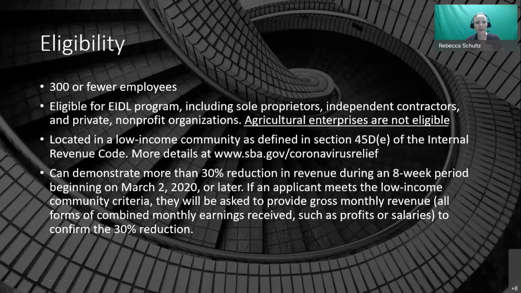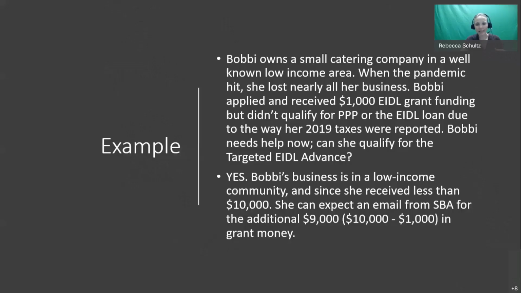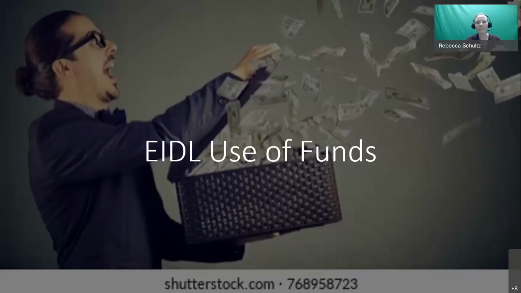All right, have to be within that low income community, and you have to demonstrate you have more than a 30% reduction in revenue during an 8-week period beginning on March 2nd of 2020 or later. I know. Something else. I have a little example. I put it in the slides for you later. Remember, it's the difference between what you've already received up to that maximum threshold.